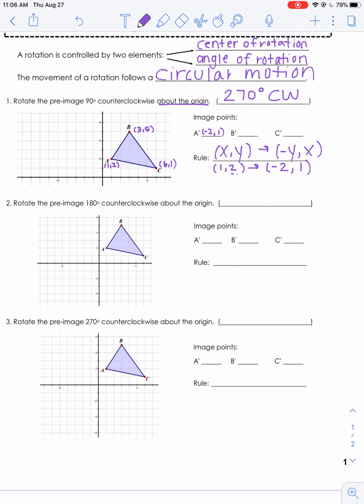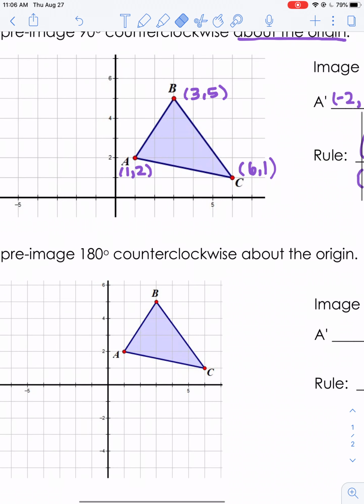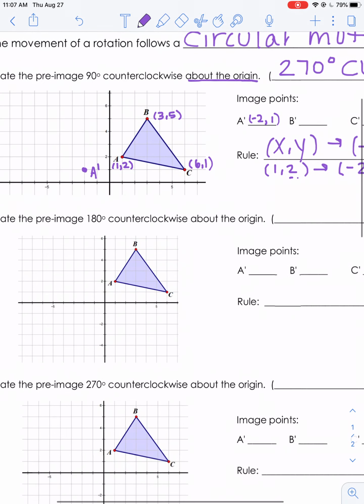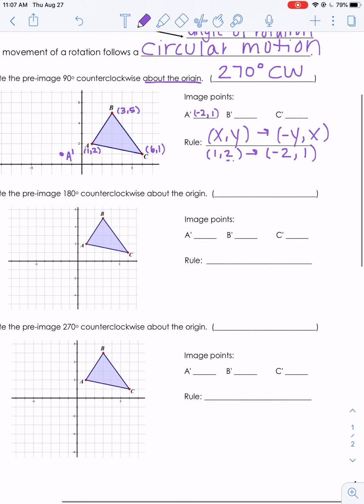So I'm going to plot that over here. I'm going to go over on the graph to negative 2 and up to 1. And that's A prime. Remember to list them accordingly, right? We have to list it A prime, B prime, C prime.